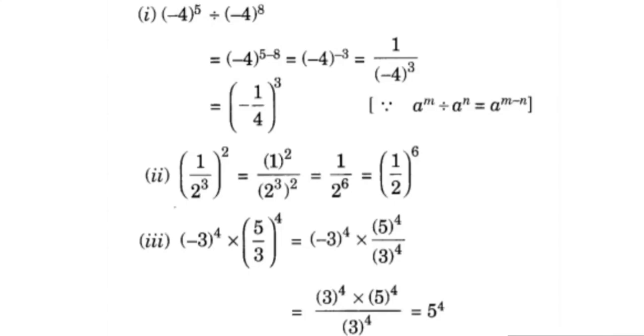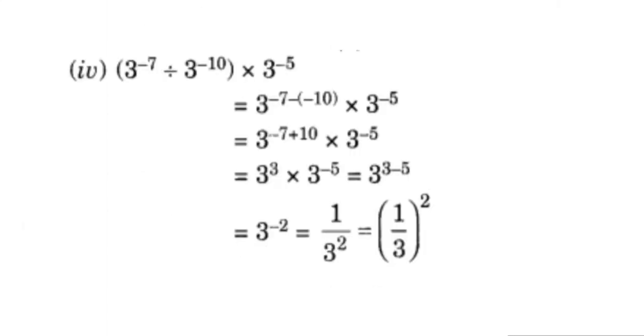Now this minus 3 raised to 4 we can write minus 1 raised to 4 into 3 raised to 4. Okay, and into this will come same, means 5 raised to 4 upon 3 raised to 4. So now you can see the numerator and the denominator both are same, both are 3 raised to 4. So this we will subtract the power, so it will come 3 raised to 4 minus 4 into 5 raised to 4. Now 4 minus 4 is 0, means 3 raised to 0 into 5 raised to 4, and 3 raised to 0 is 1. So 1 into 5 raised to 4. So answer is 5 raised to 4.